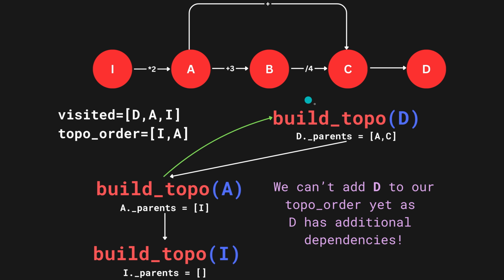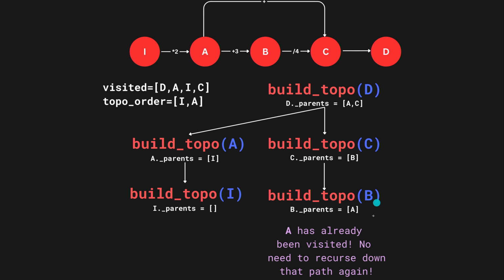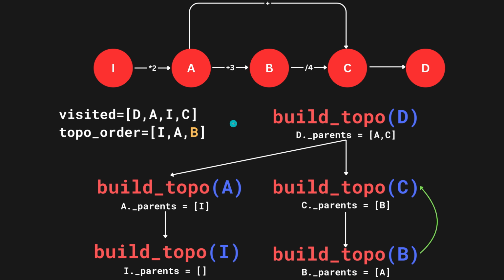D obviously has more parents that we haven't explored yet. We haven't exhausted everything. And that's C, right? This path is something we haven't exhausted yet. So let's go ahead and explore C. Just like before, we call build topo on C. We've now visited C, so we add C to our visited. C has a parent, it's B. So we can go ahead and visit B, and this will add B again.